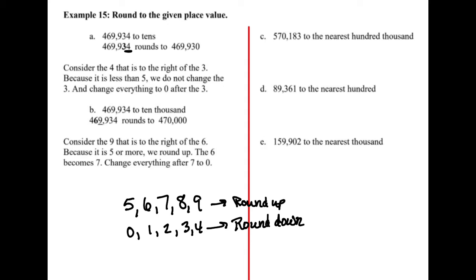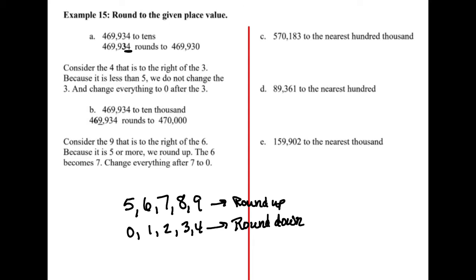And to do that, all you do is leave the 3 alone, and you change every number after it to a 0. So to go from a 34 to a 30, we actually went down by 4. So that is rounding down.